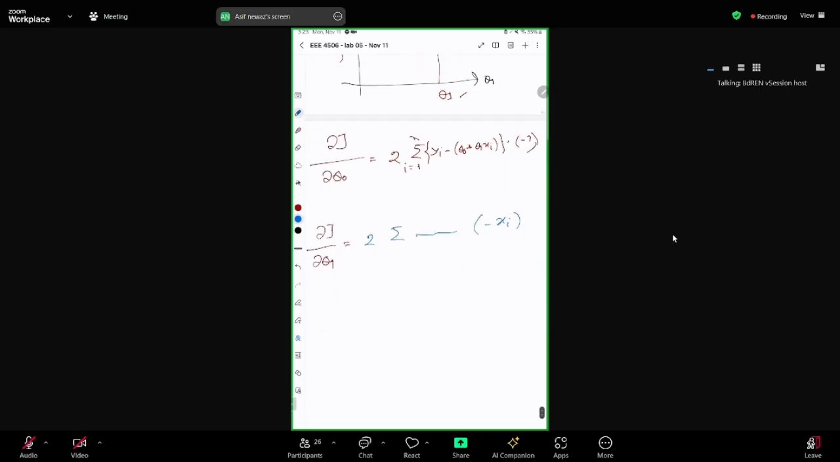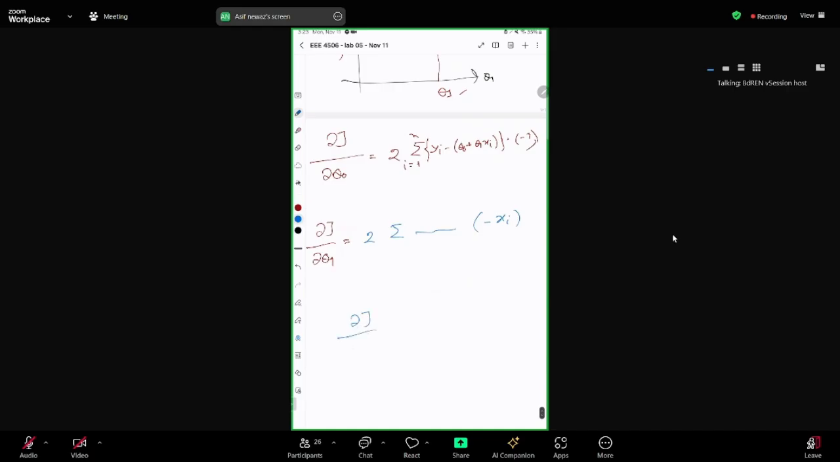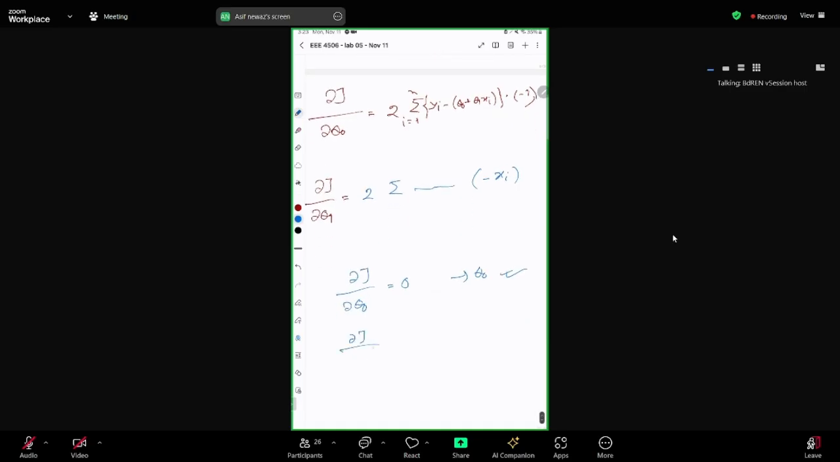So your condition will become like this: when this derivative becomes 0, the value of theta 0 for which this derivative becomes 0, that's your minimum value. Similarly, del J of del theta 1, the value for which this equation becomes 0 will give you the minimum value of theta 1. Okay, just a simple optimization problem.